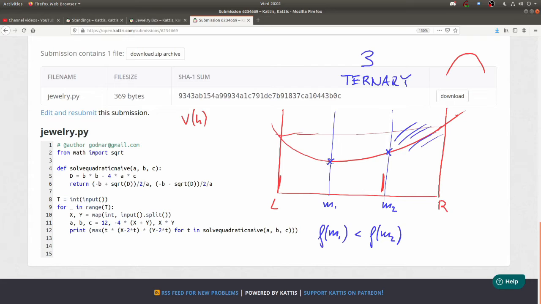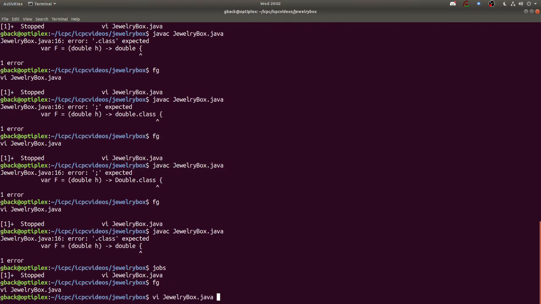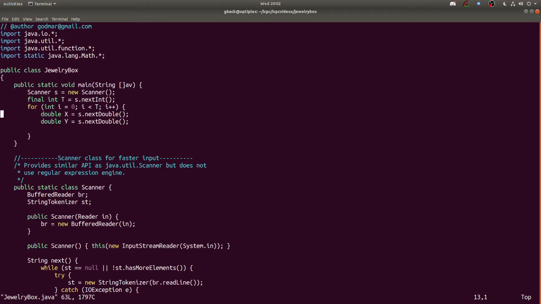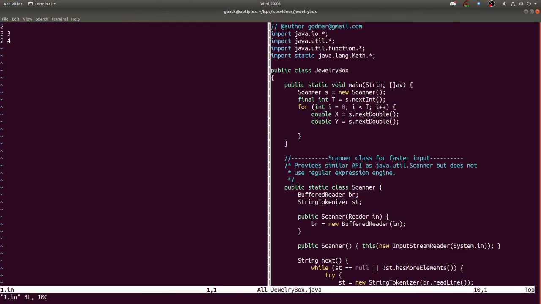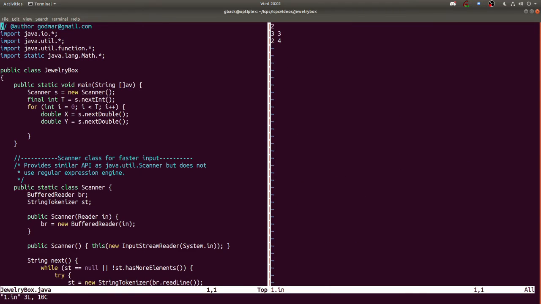Let's see if we can code this idea. Okay, so to that end, I've prepared a starter code here, with a fast scanner, and we're reading in those values x and y.